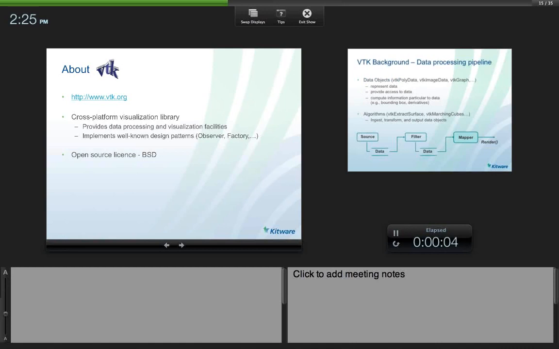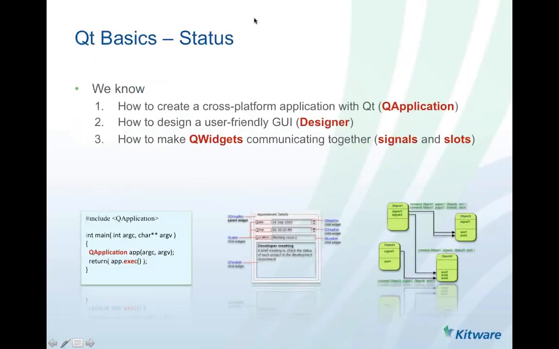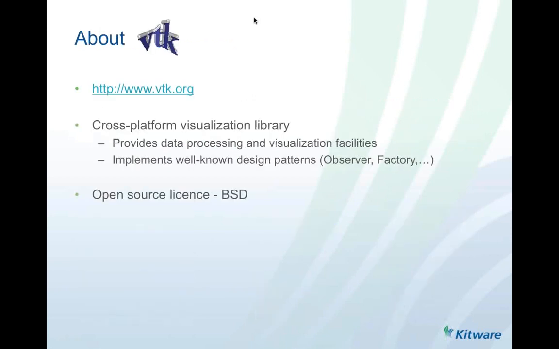So on to VTK. Some VTK background. VTK, you can find out all about it at vtk.org, and you can download it there and join the mailing lists and all that other good stuff that you might want to do from vtk.org. Like Qt, it's a cross-platform library. It runs on Linux, Mac, Windows, and a variety of other systems.